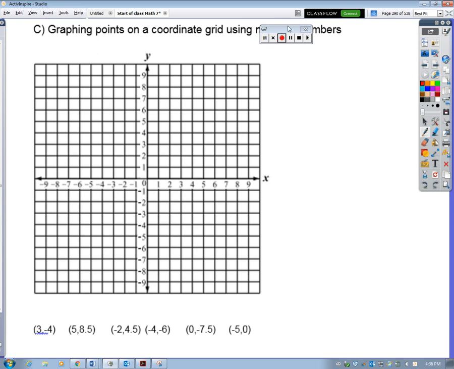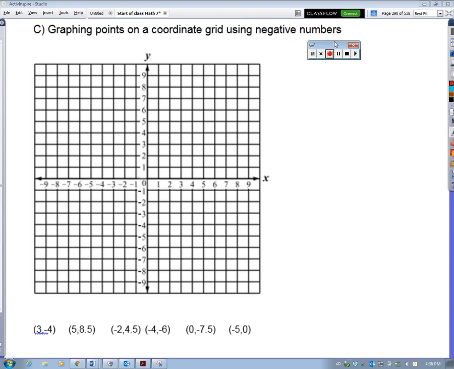This one is going to have some negative numbers, okay? And notice it's broken. We have some negative numbers over here, and this coordinate grid is broken into 4 different parts. In the math world, we call these 4 different parts quadrants, and they like to give numbers to each one of these.